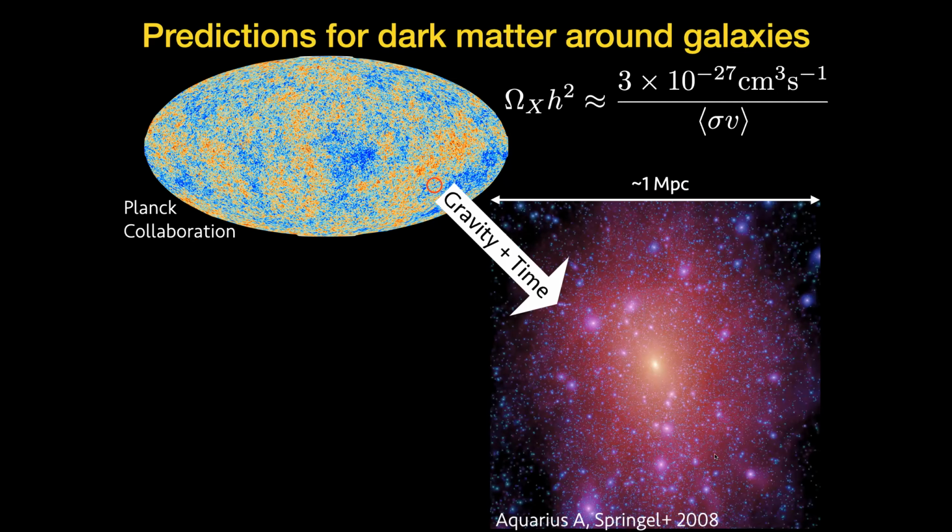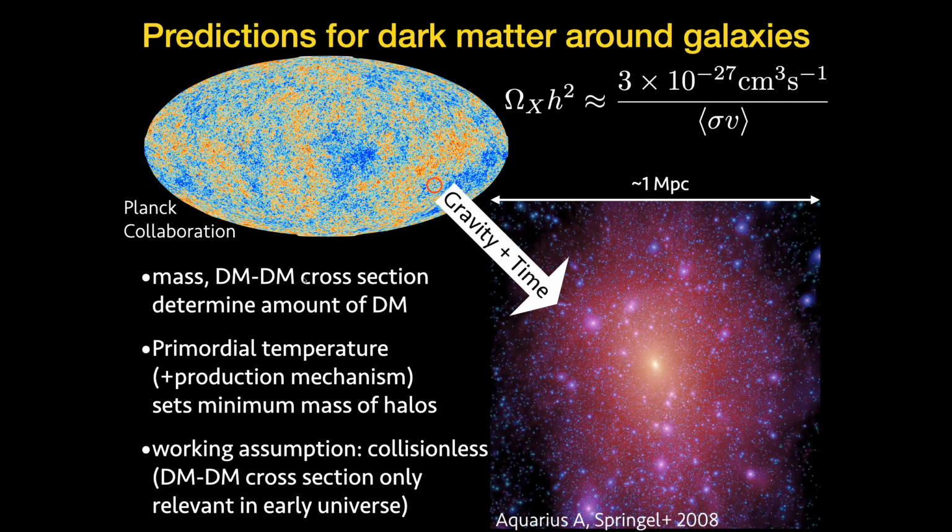And this is a simulation that included only collisionless dark matter, or more correctly, the interaction between dark matter particles is only significant in the early universe. And so it only sets the total amount of dark matter in the simulation. So the mass and the cross section determine how much you get. The primordial dark matter temperature and the production mechanism set the minimum mass of these little blobs that you see around here, which are called subhalos. This main distribution is the main Milky Way dark matter halo.